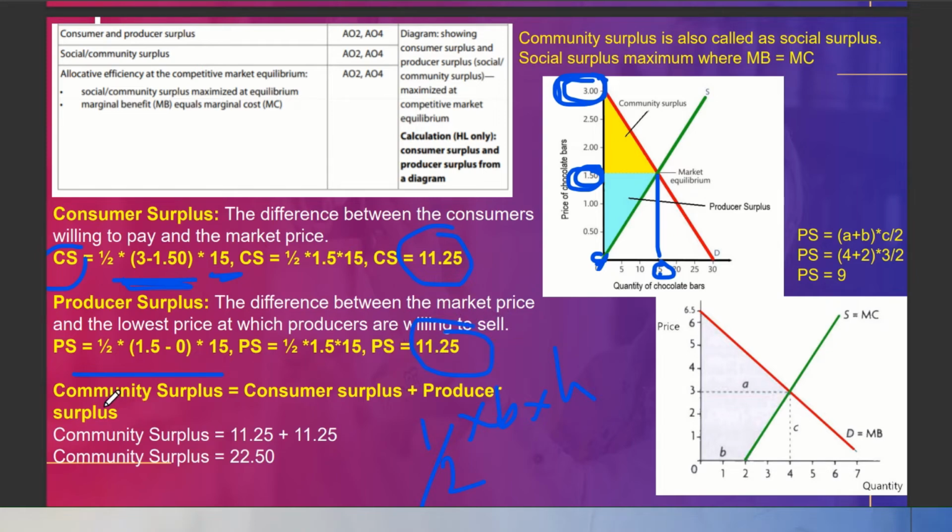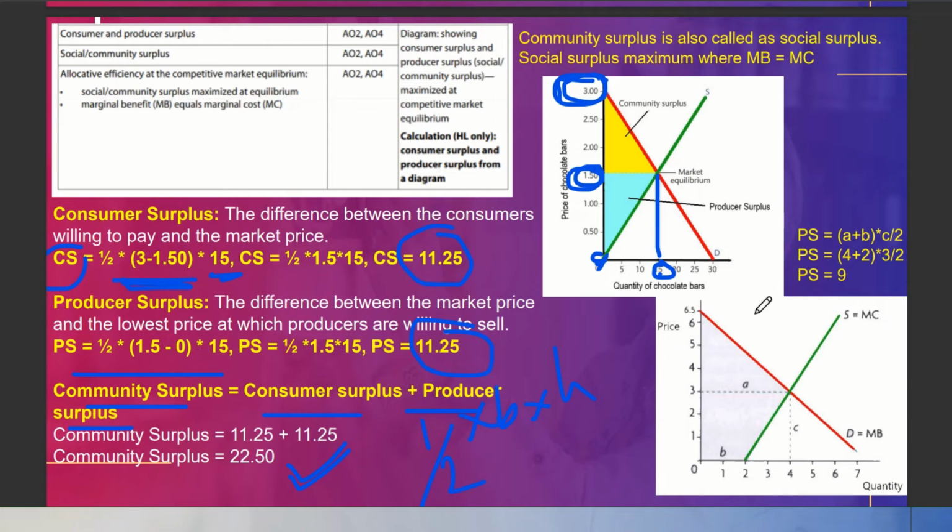So community surplus equals consumer surplus plus producer surplus. We are adding both, so community surplus equals 22.50. This is a very simple calculation. It will not take more than 3 or 4 minutes to calculate. If you are clever, you can get 2 marks in paper 3.